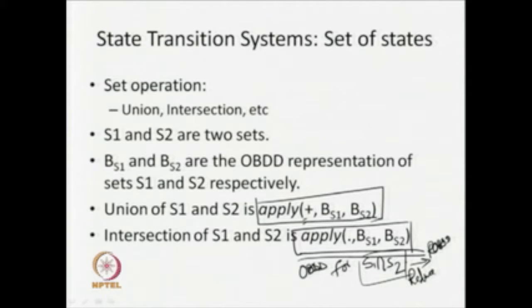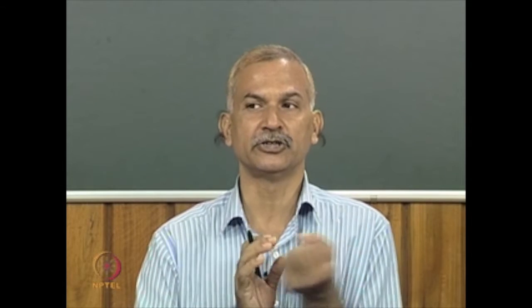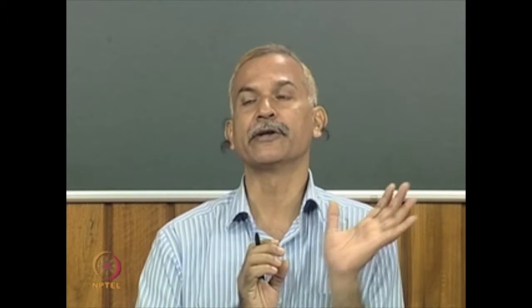So, if we have the BDD representation, or in particular the ordered BDD representation, of two sets, then I can use this apply algorithm to construct the union of these two sets or the intersection of these two sets. Like that, we can construct other operations also. So, this is one advantage we are getting.